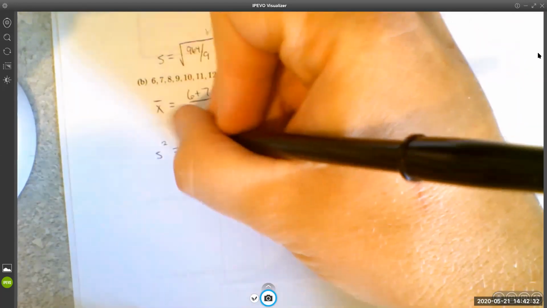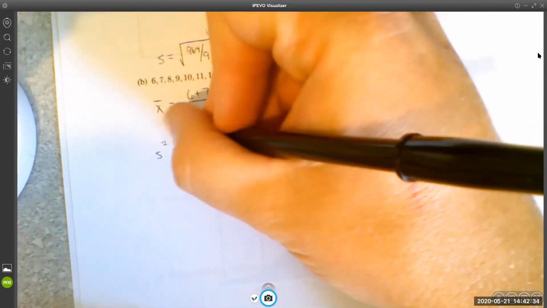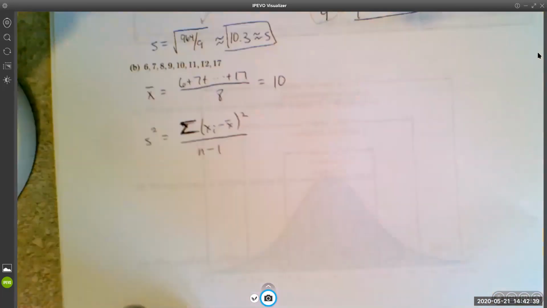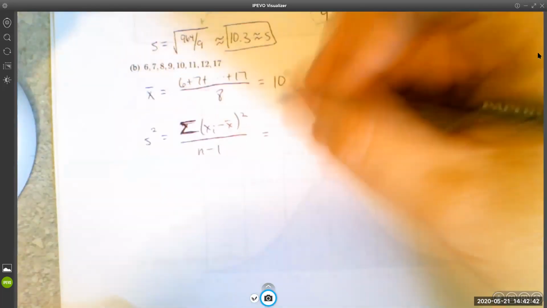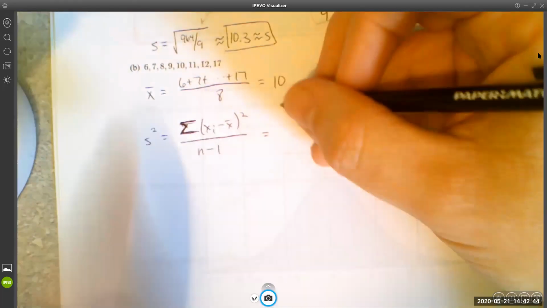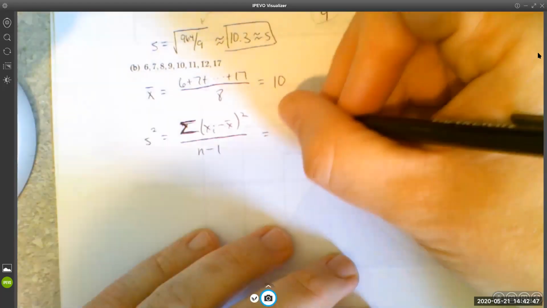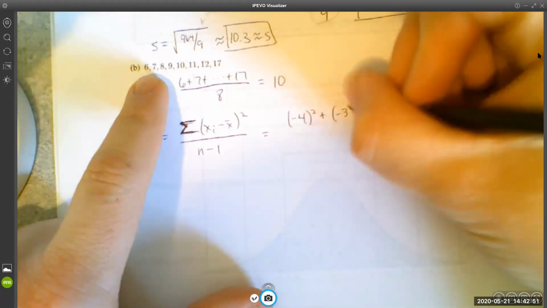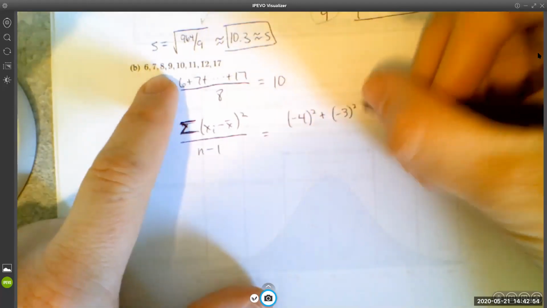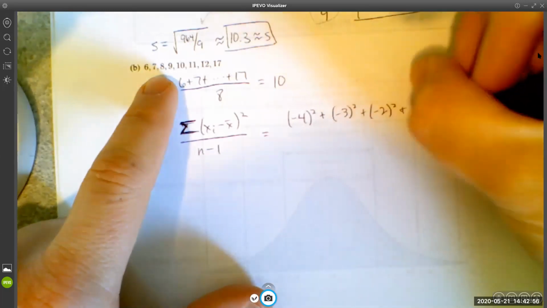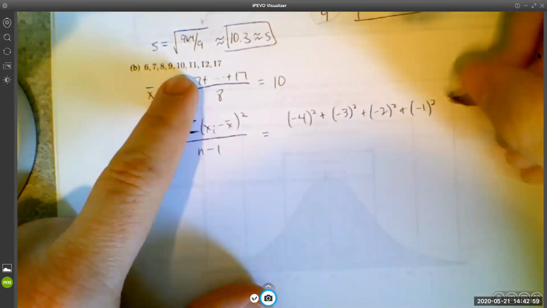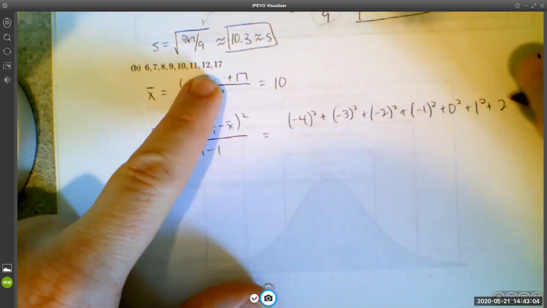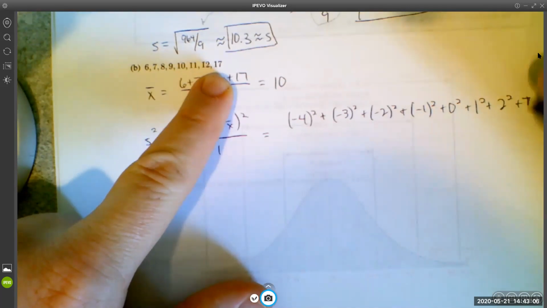This should be a sigma, by the way. If you're wondering what in the world is that symbol, it's a Greek sigma. Okay, so 6 minus 10, 7 minus 10, 8 minus 10, 9 minus 10, 10 minus 10, 11 minus 10, 12 minus 10, and 17 minus 10.